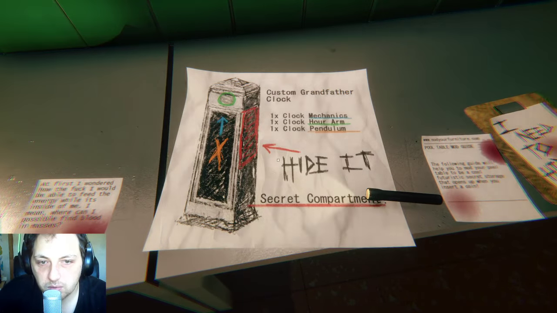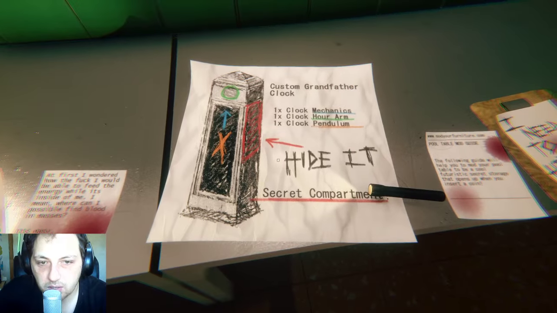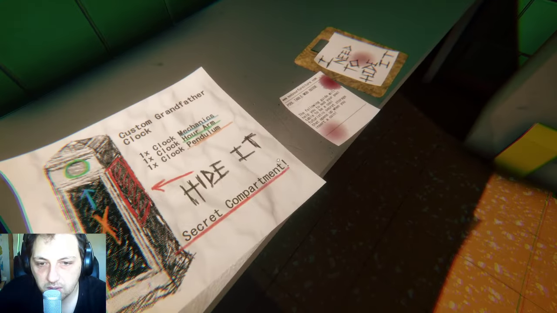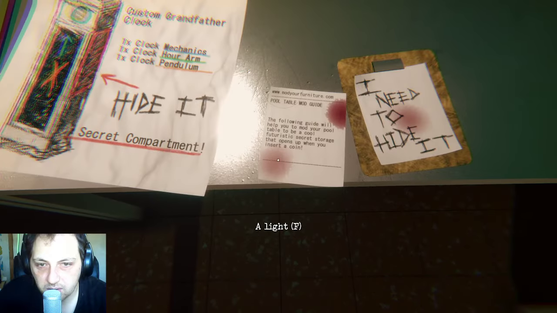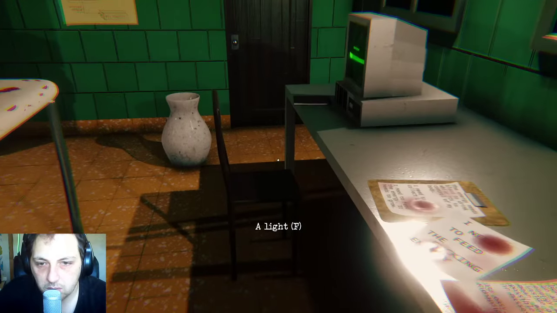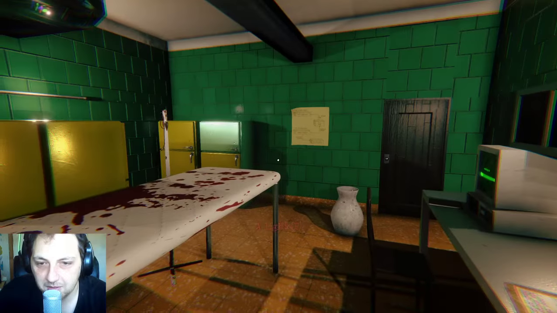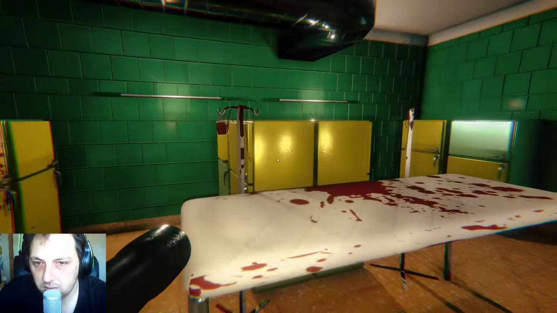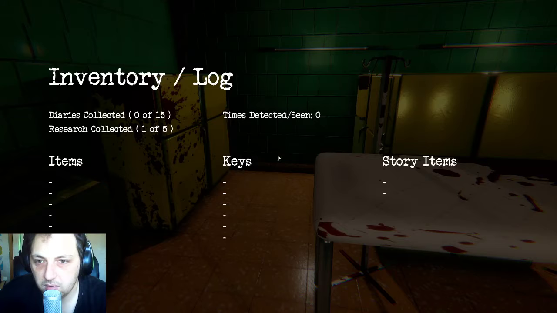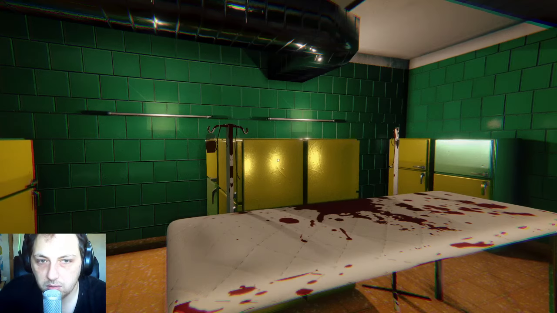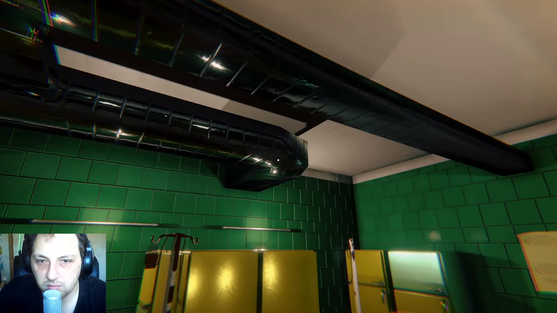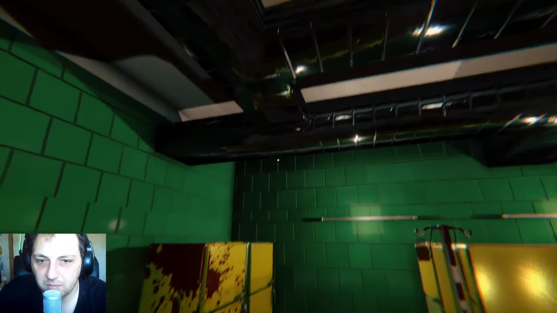Custom grandmother, clock mechanics, hour arm, pendulum, hide it. I shall take the flashlight. I need to hide it. Oh god. Hey. Times detected or seen, research and oh god. Looks like it's all made of latex.